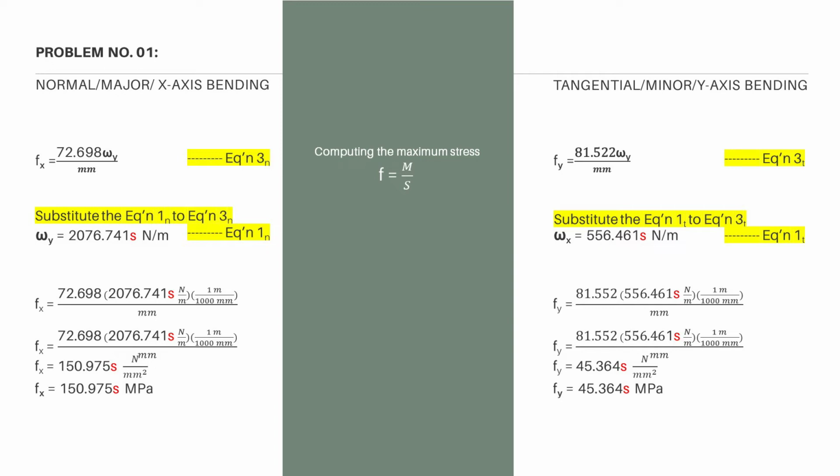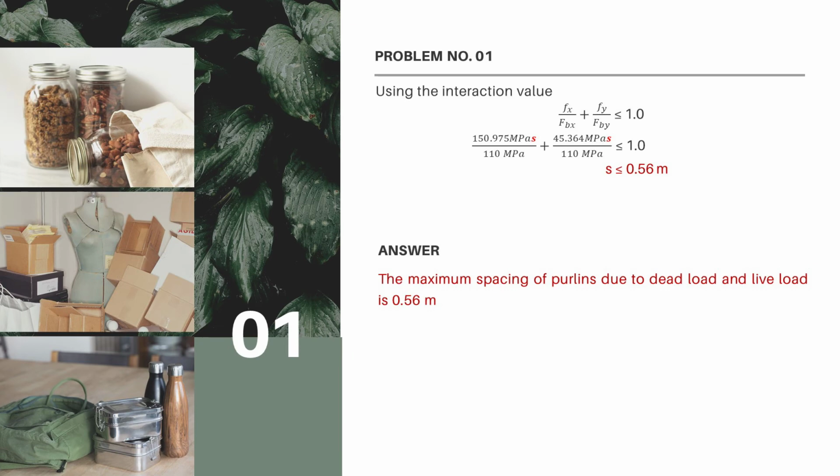Di ba mayroon na tayong nakuha na equation ng distributed load kanina? Yun yung equation 1. So, isa-substitute lang natin yung equation 1 sa equation 3 para makuha yung maximum stress in terms of spacing. Ganun lang din yung gagawin sa tangential component. Finally, para makompute natin yung spacing, gagamitin natin yung formula ng interaction value. Kapag sinabing interaction value, yun yung ratio ng actual stress sa allowable stress. And for a structure to be considered safe, kailangan ang value niya ay less than or equal to 1.